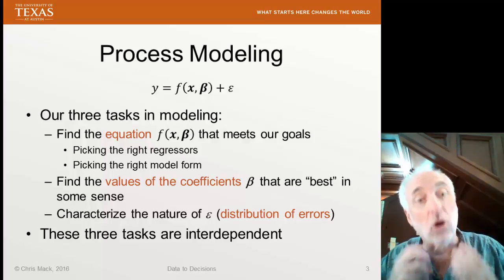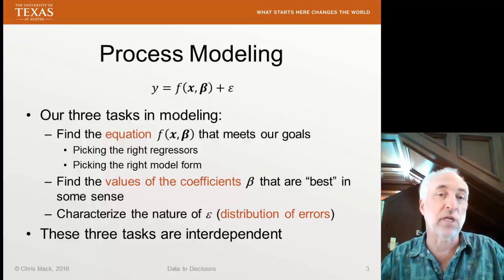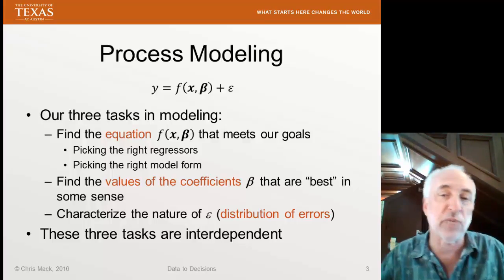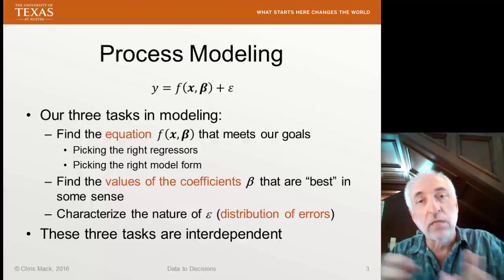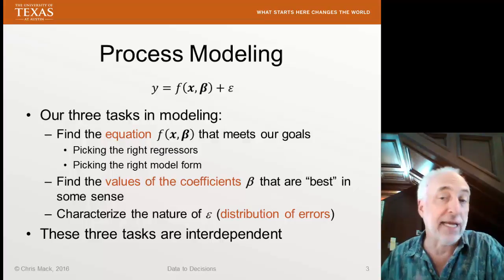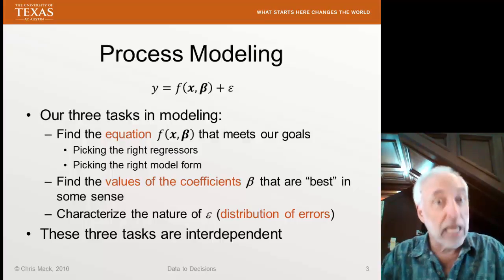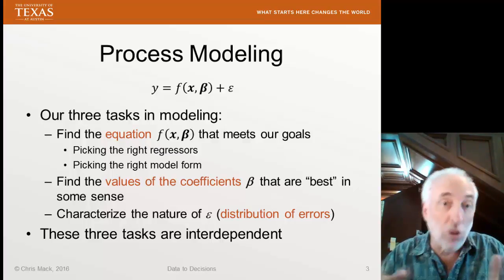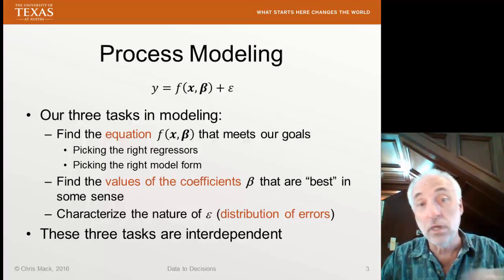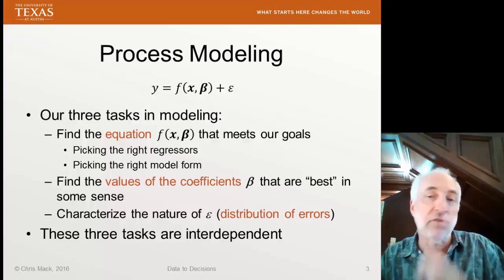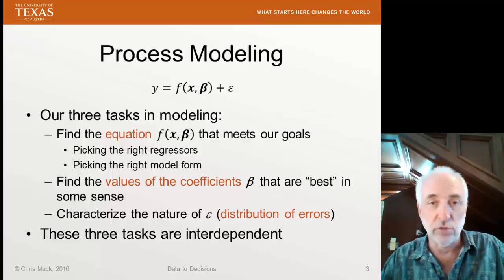Those are the three tasks, and they are all interrelated. We first pick an equation, we fit it to the data to get our best fit beta coefficients, then we look at what's left over and analyze the residuals and understand them. If anything changes, then all of these things change. In particular, if we have the wrong equation, then it affects the values of the coefficients and our understanding of the residuals as well.